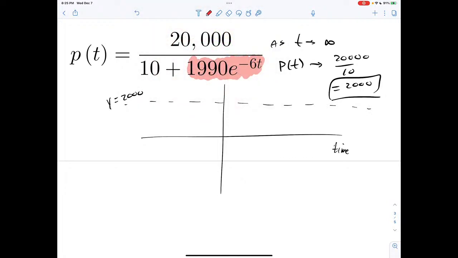If you let time be 0, the epidemic starts at 1. If I evaluate this function at 0, you actually get 1. So it starts at 1 and then it just tends upwards like this.